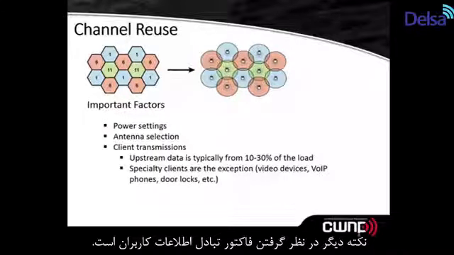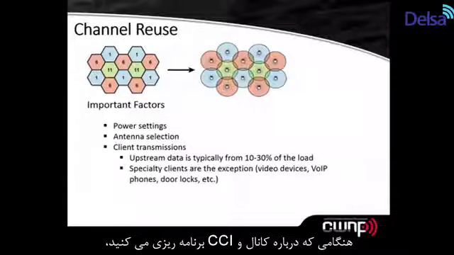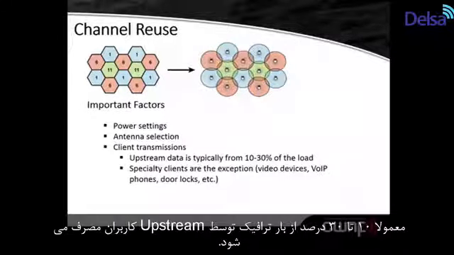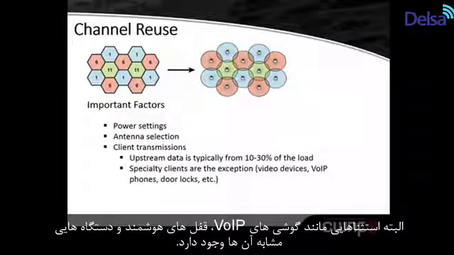And then you have to remember that client transmissions are a real factor. So when you're dealing with your channels and you're thinking about the co-channel interference range, that range is greater than many people think, because most people are just thinking about the AP and they don't realize the clients transmit too. Now, upstream data from the client to the AP is typically from 10 to 30% of the load, but specialty clients are an exception, like video devices, voice over IP phones, and door locks.